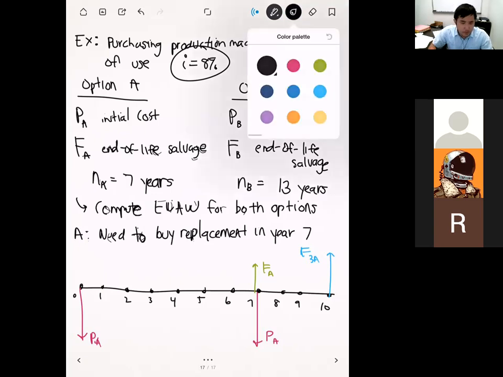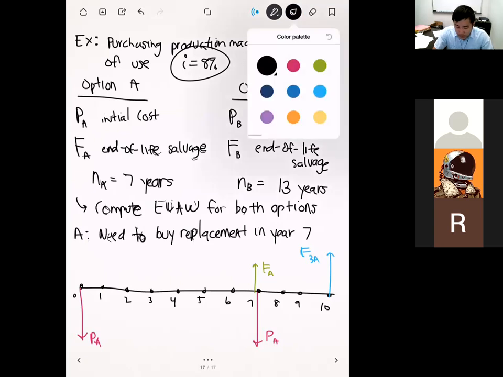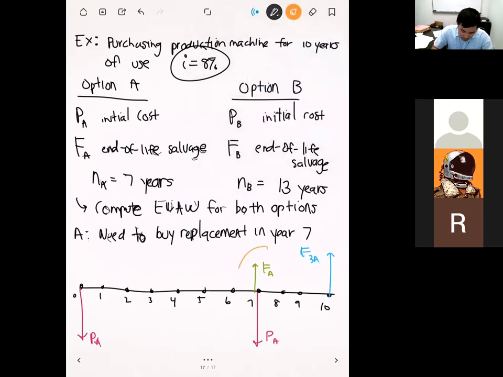Any questions on this before we compute the EUAW? Okay. Before we do that, let me make a note here. This basically looks like an overhaul cost, and if we want to convert this to a uniform series, this is going to be a non-standard conversion, so we need to do this in 2 steps. Yes, the 3A indicates 3 years.